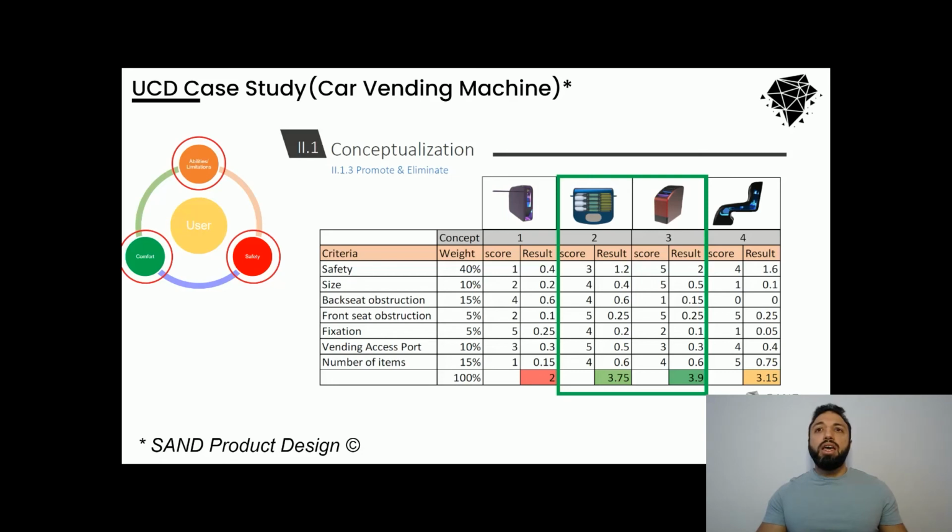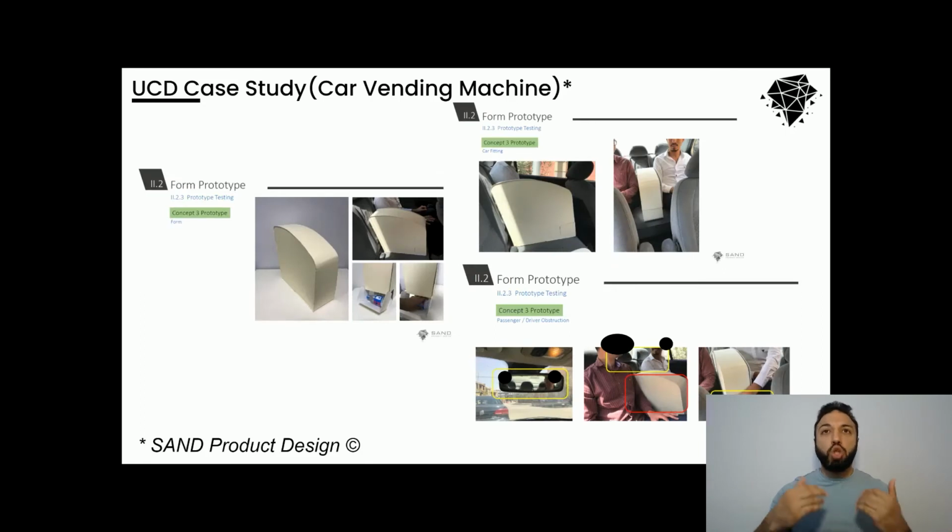So as you can see, concepts 2 and 3 were among the highest scoring. Shall I just go ahead and say concept 3 it is? No, we did not do that. We just went ahead and started doing the mock-ups, right? So with the mock-ups, here you will see something to give you an idea how big it is, how obstructive it is, and how it's good or bad.